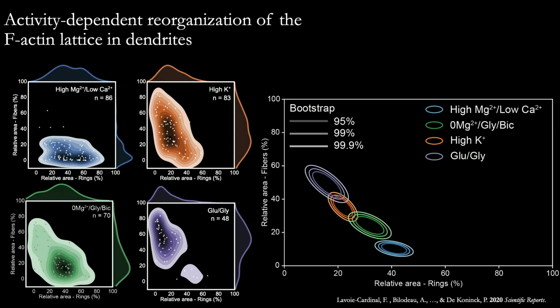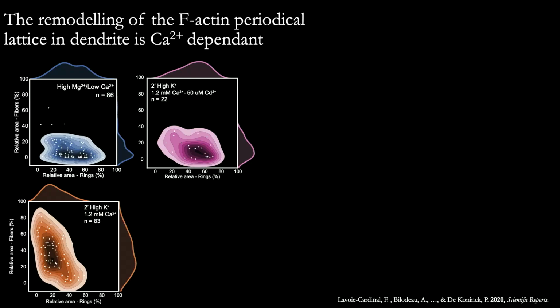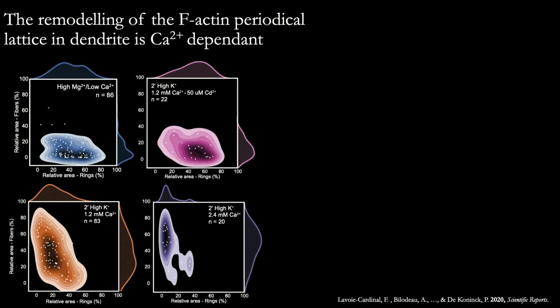With this high throughput analysis pipeline, we were also able to analyze different conditions. So for example, to look at the dependence on the extracellular calcium concentration. And what we could see is that if we stimulate the neuron with high potassium, but we block the calcium entry with cadmium, we completely block the remodeling of rings into fibers. On the other hand, if we add more calcium in our extracellular solution, then we see that we have about only fibers when we stimulate the neurons with high potassium.